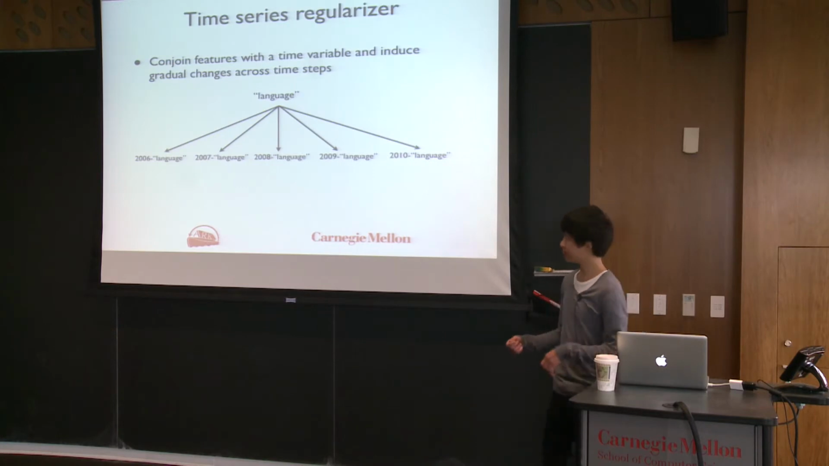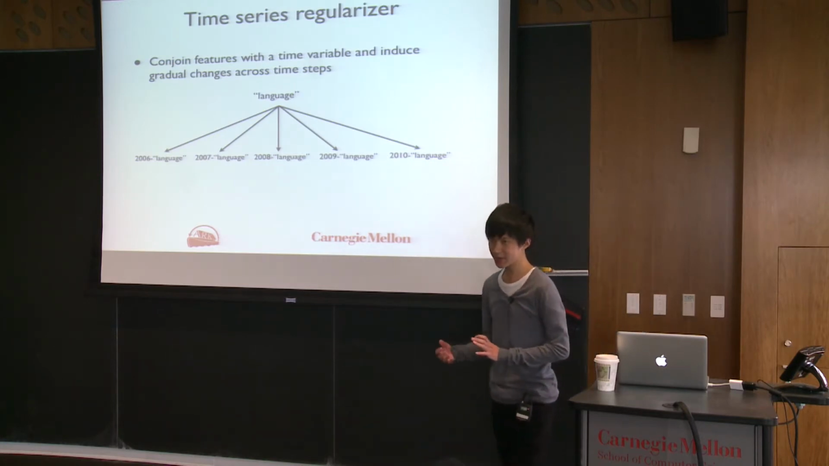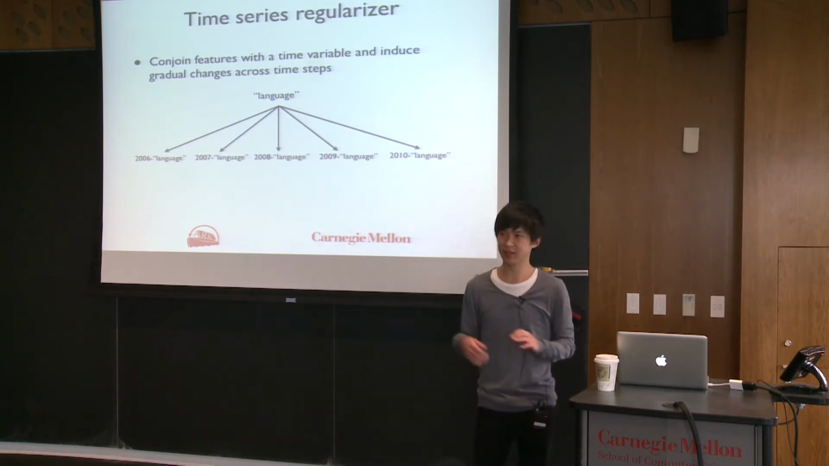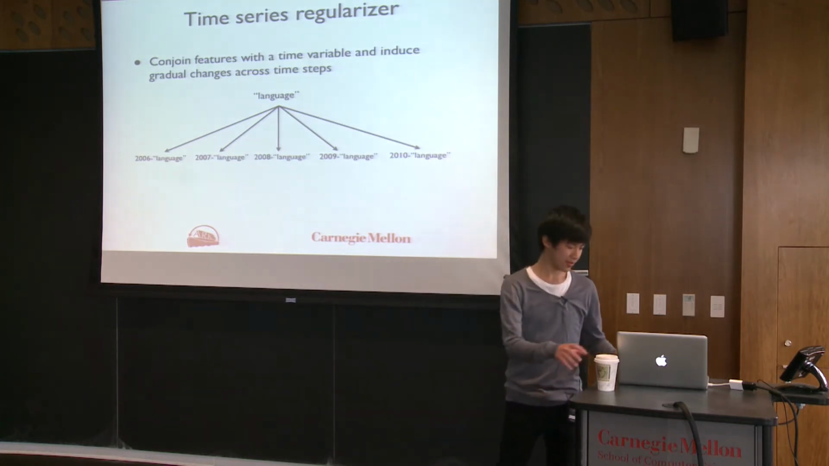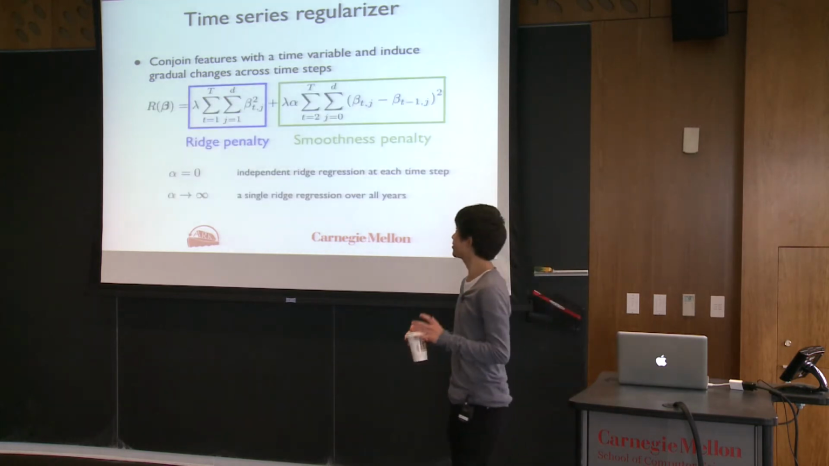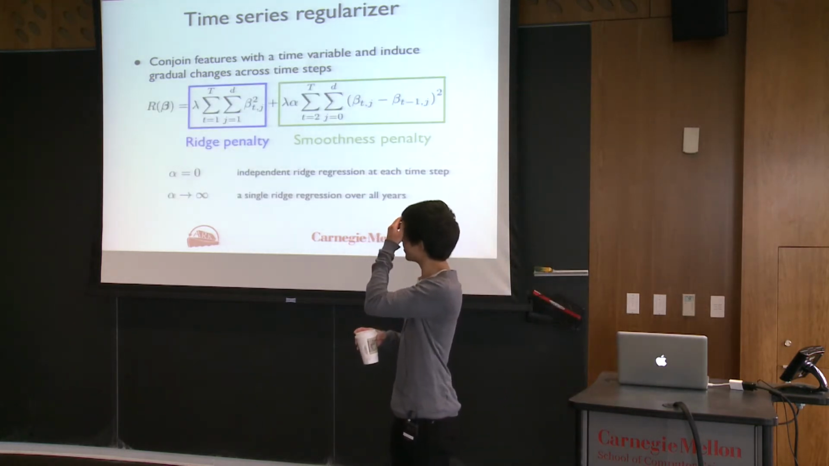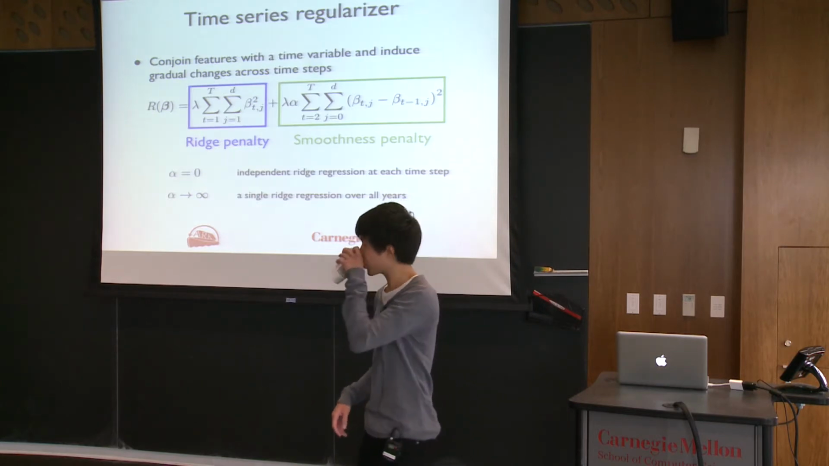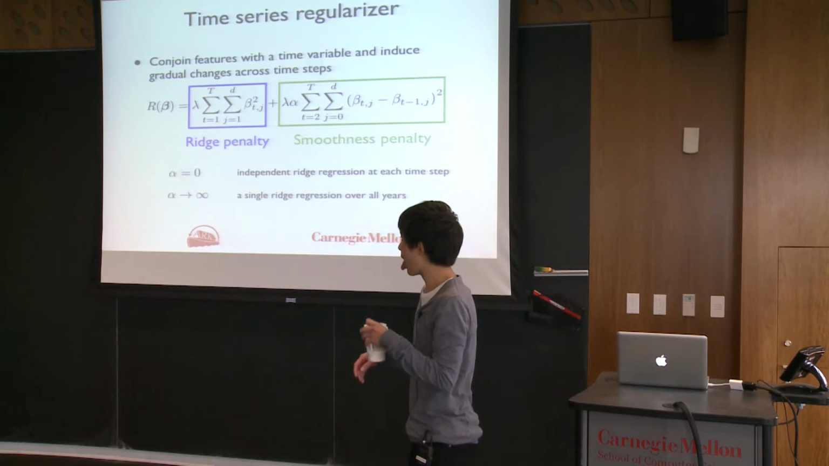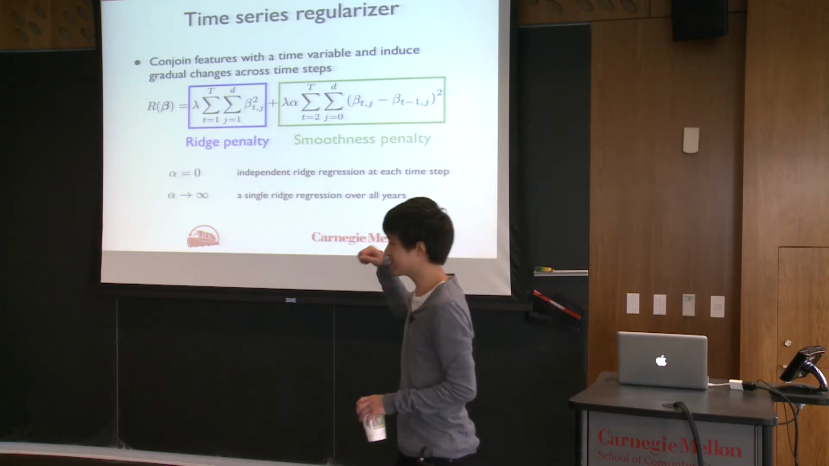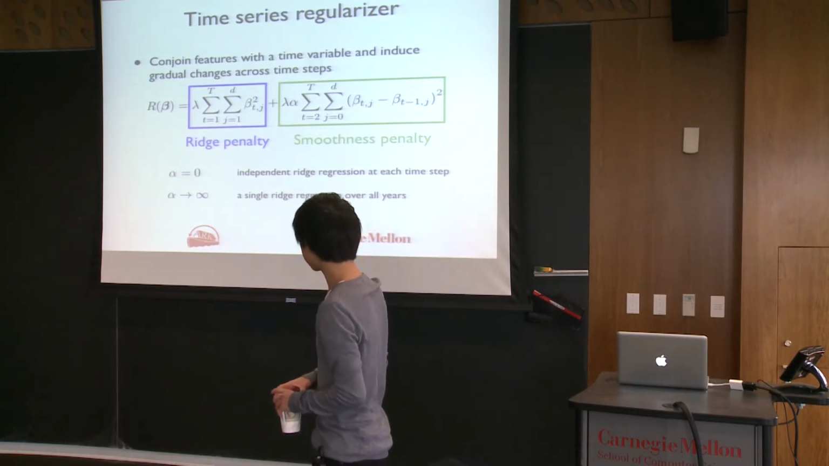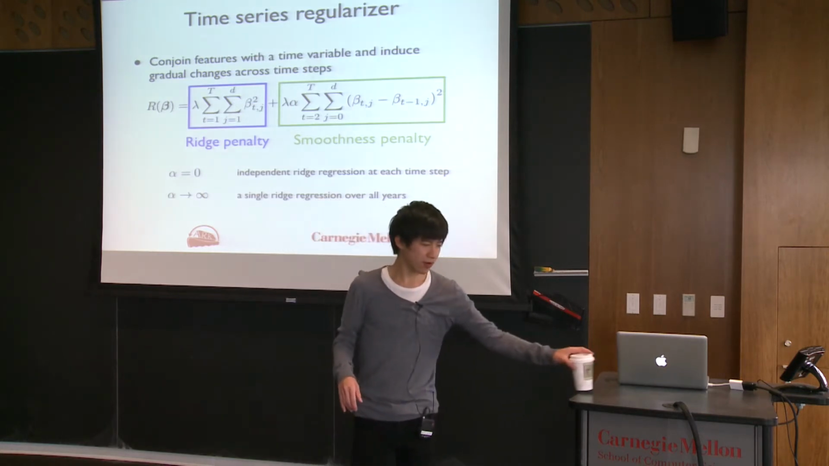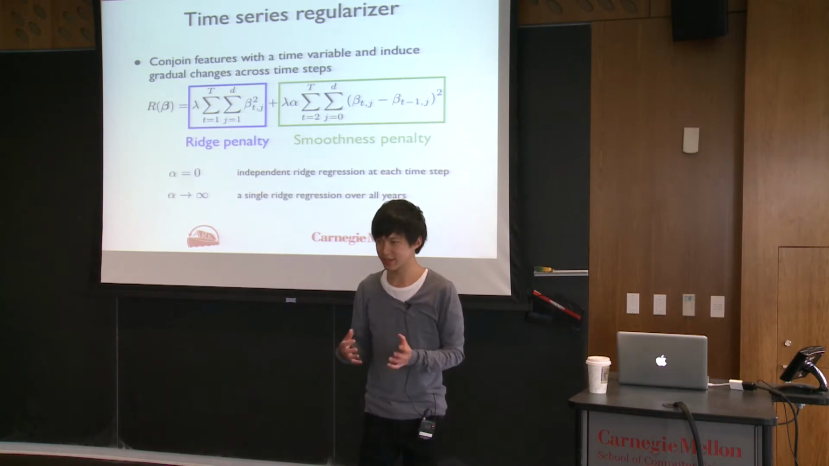So I will just show you what the regularization function looks like first, and then talk about the probabilistic interpretation of that afterwards. Okay, so this is our proposed regularizer. It consists of 2 terms. The first term is just a standard ridge penalty, and the second term promotes smoothness in changes across time.